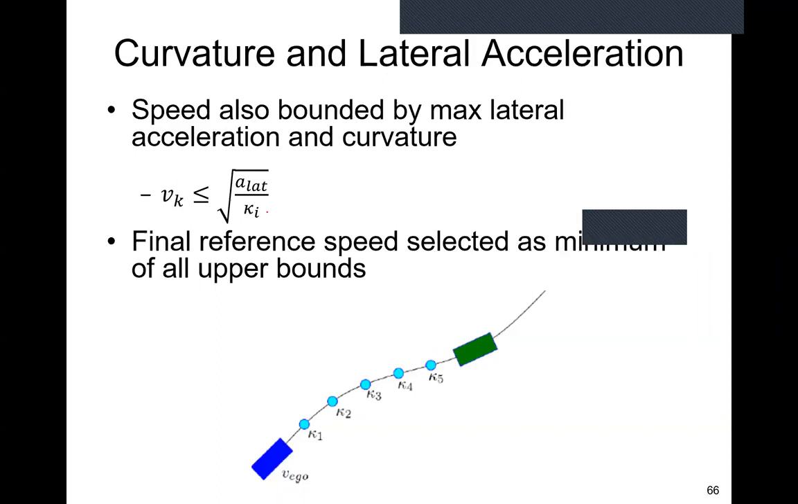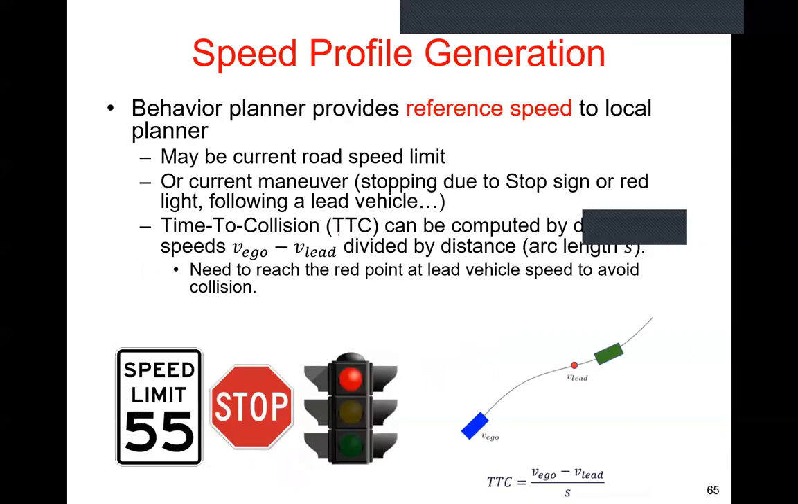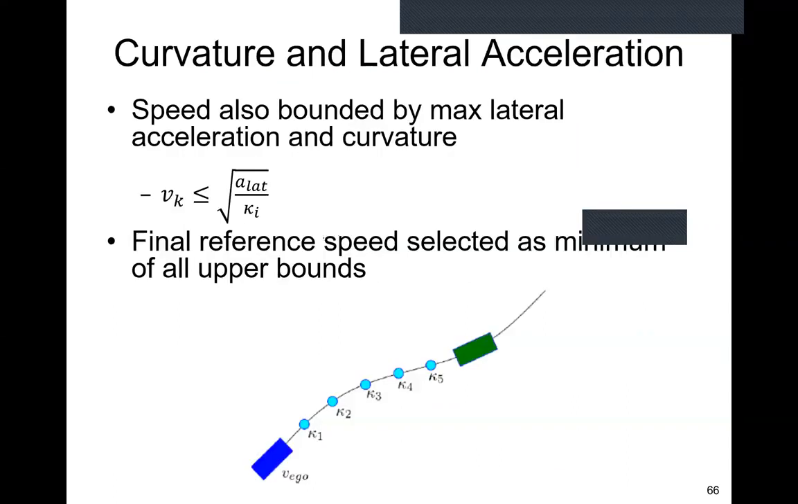Yeah, it's a lateral acceleration. So, based on all these constraints, including the road speed limit, the driver maneuver, and the curvature, you take the minimum among all these upper bounds to be your reference velocity.